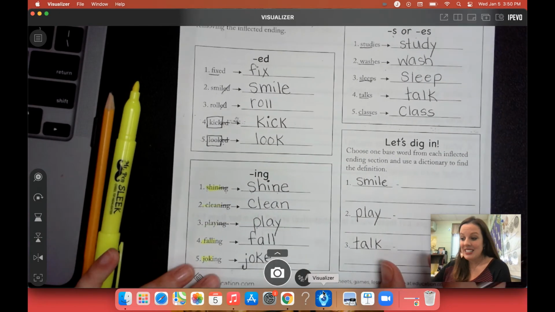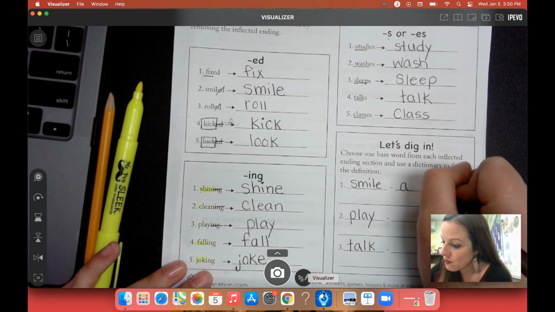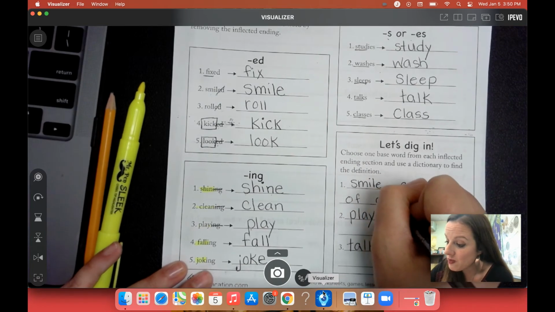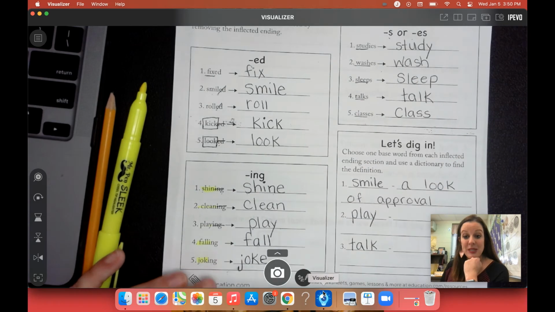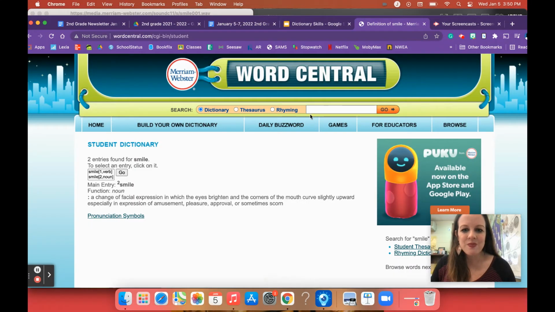Smile. Okay. A look of approval. You approve of something, you're smiling about it. A smile is a look on our face. Okay, our next word is play. Let's go back to Word Central. Type in the word play and hit go.